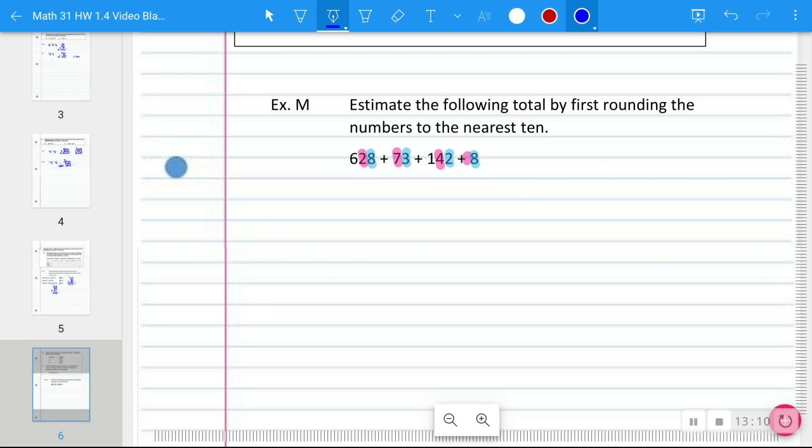Okay, 628 is closer to 630 than 620. 73 is closer to 70 than it is 80. 142 is closer to 140 than it is 150. And 8 is closer to 10 than it is 0. So let me put these in vertical format and we'll finish this exercise here.